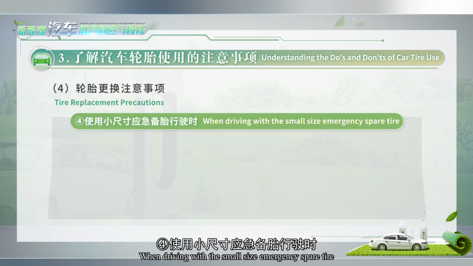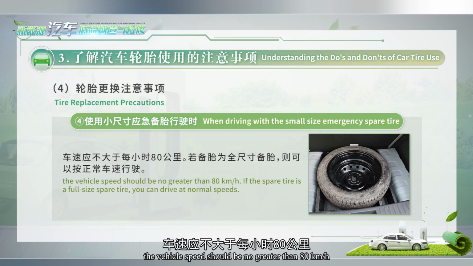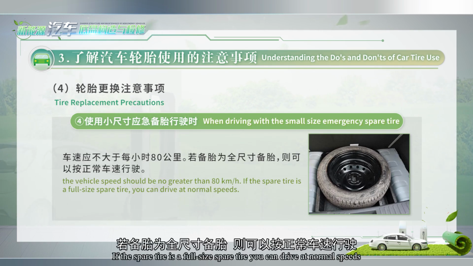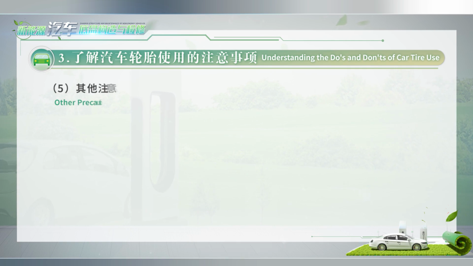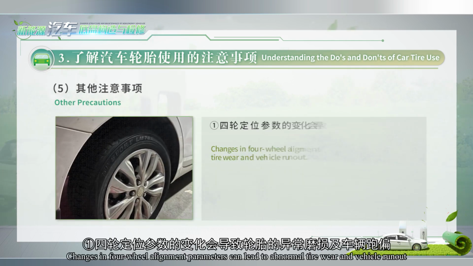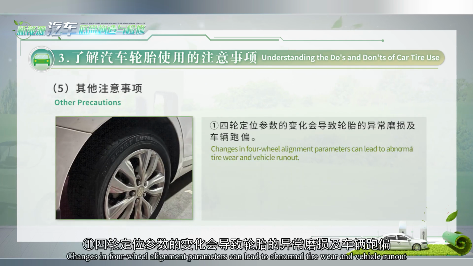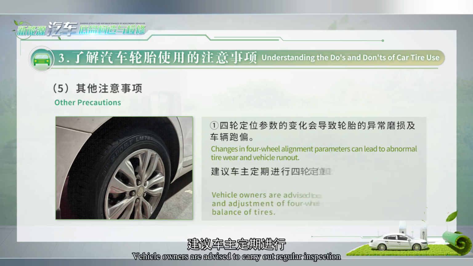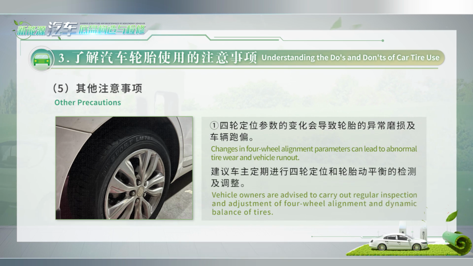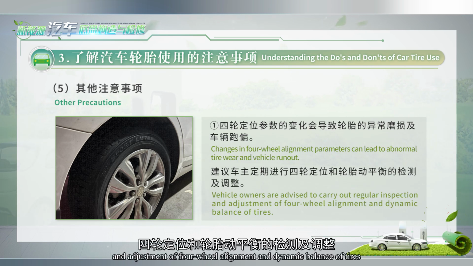When driving with the small size emergency spare tire, the vehicle's speed should be no greater than 80 km per hour. If the spare tire is a full-size spare tire, you can drive at normal speeds. Other precautions. Changes in four-wheel alignment parameters can lead to abnormal tire wear and vehicle runout. Vehicle owners are advised to carry out regular inspection and adjustment of four-wheel alignment and dynamic balance of tires.